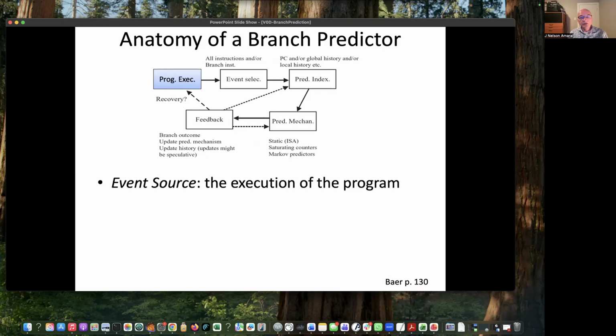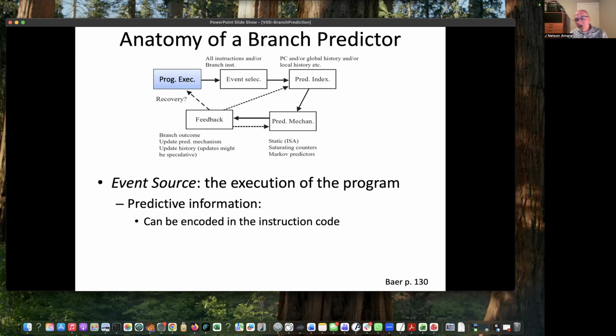We're going to start with the observation of the events during the program execution. The event source for the prediction is the execution of the program, and the predictive information that I will use can be encoded in the instruction code itself. I could, for example, contemplate a situation where the compiler does some analysis and then annotates the instructions. Assuming that I have at least one bit in the instruction code, the compiler could be giving hints to the hardware about the prediction.